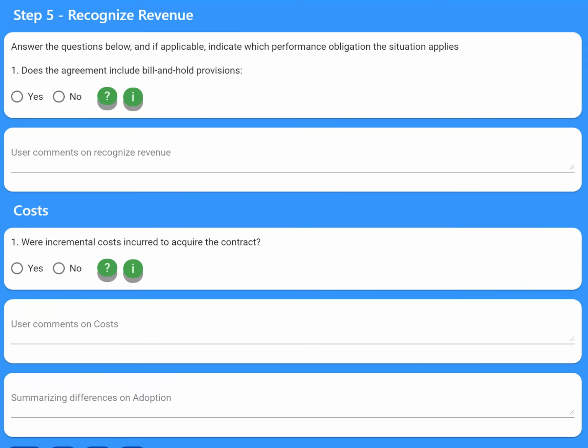As with all these videos, what you see on your screen is a software that we developed to help companies understand and implement the requirements of the revenue standards. This software is at tazglobal.co, and I'll be using it to help communicate the requirements of the standards.